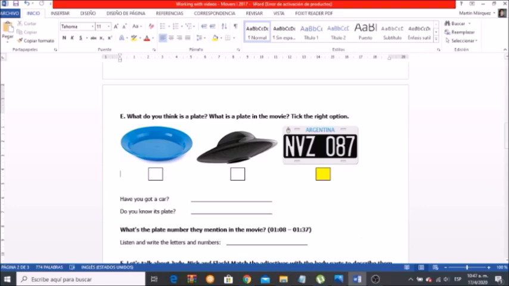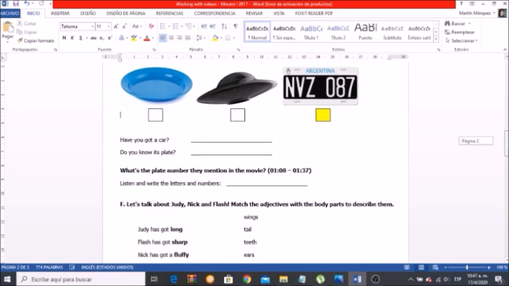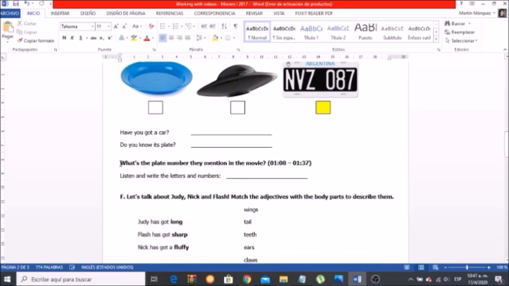Very good. Now, we have this question. It says, what's the plate number they mention in the movie? Entonces, ¿qué vamos a hacer? Van a ir otra vez a la aula virtual, van a buscar otra vez el video y van a ver desde el minuto 1:08 hasta el minuto 1:37. Y de vuelta van a verlo dos veces. Y van a tratar de anotar la patente, el número de patente que se menciona en esa partecita del video. Entonces, los dejo un ratito para que hagan eso y después lo chequeamos.